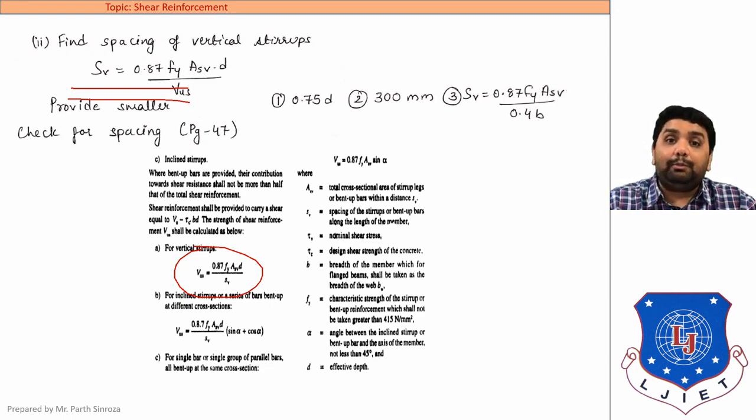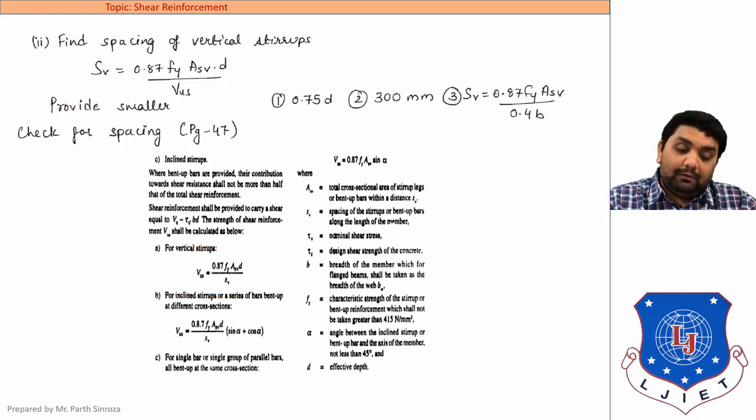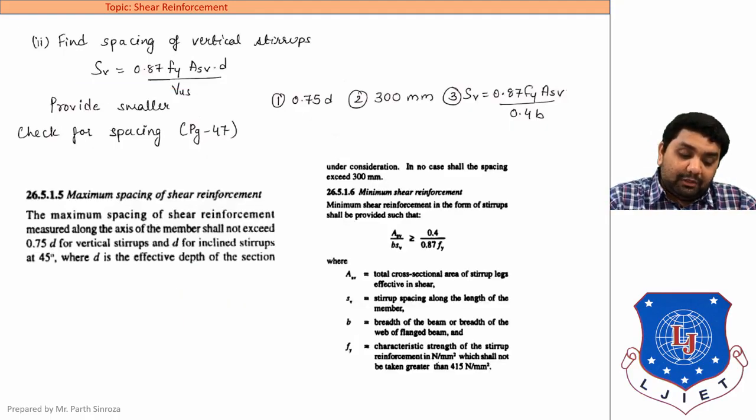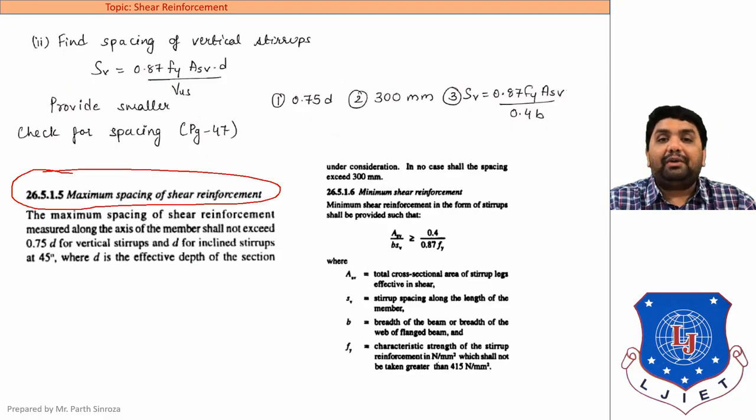So moving back to page number 47, we can see that clause 26.5.1.5 is mentioned: minimum spacing of shear reinforcement. If you look at the statement, you will know better what is being asked. It says that the maximum spacing of shear reinforcement measured along the axis of the member shall not exceed, meaning it should be less than or equal to 0.75 d. So this will be our first check. Our first check will be to find 0.75 d.